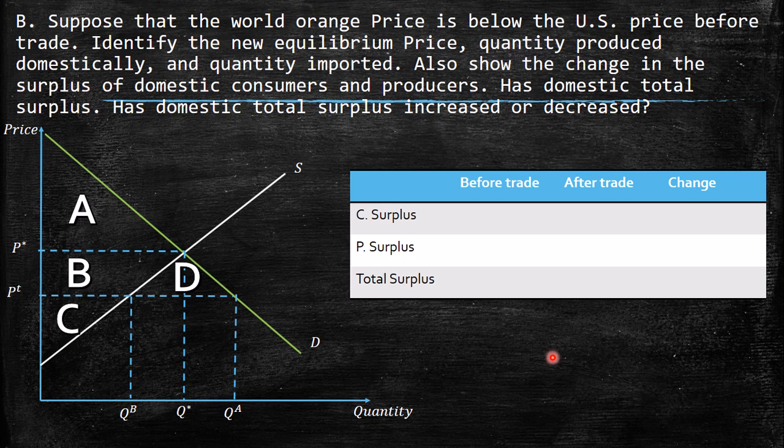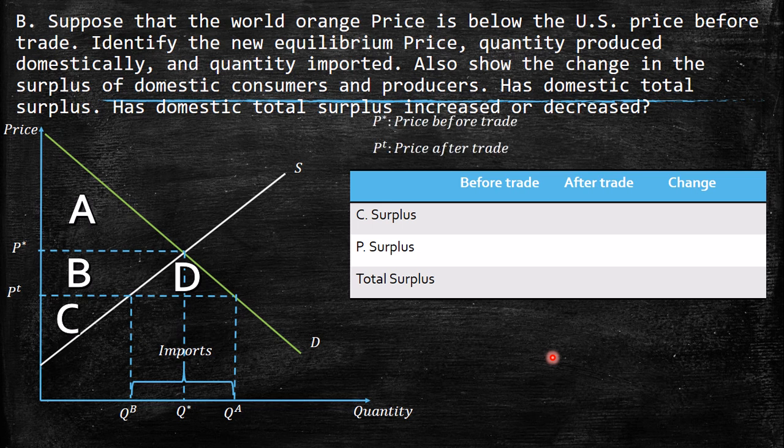Remember, autarky basically means the equilibrium without any trade. There are no imports and no exports. And we have the QA, which is the demand of the consumers. That naturally is going to be higher, because the price is lower than before. So this difference between QA and QB is going to be satisfied by the international market. This is considered the import.